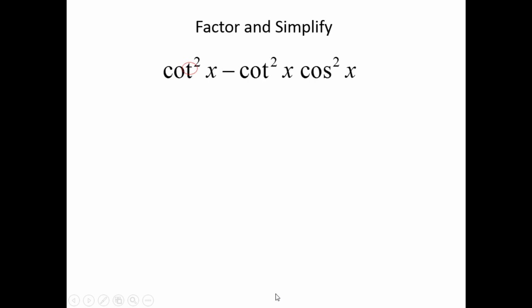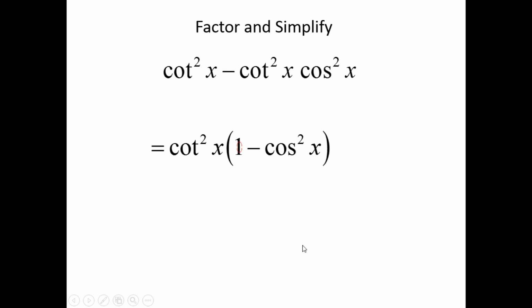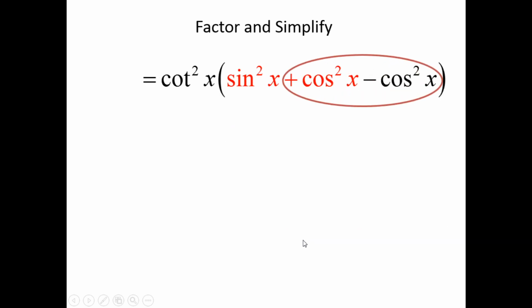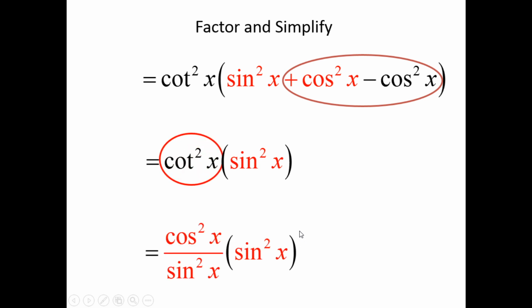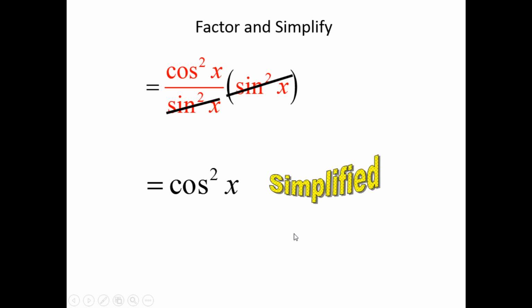Okay, so here's another one. Cotangent square of x minus cotangent square of x times cosine square of x. One thing that we want to do is take out the greatest common factor using the algebraic technique. So cotangent square of x times the quantity of 1 minus cosine square of x. And then using the Pythagorean identity once again, we got sine square of x remaining inside the parentheses. Using the ratio identity, cotangent is written as cosine over sine. And then cross cancel or reduce. So we are left with cosine square of x.